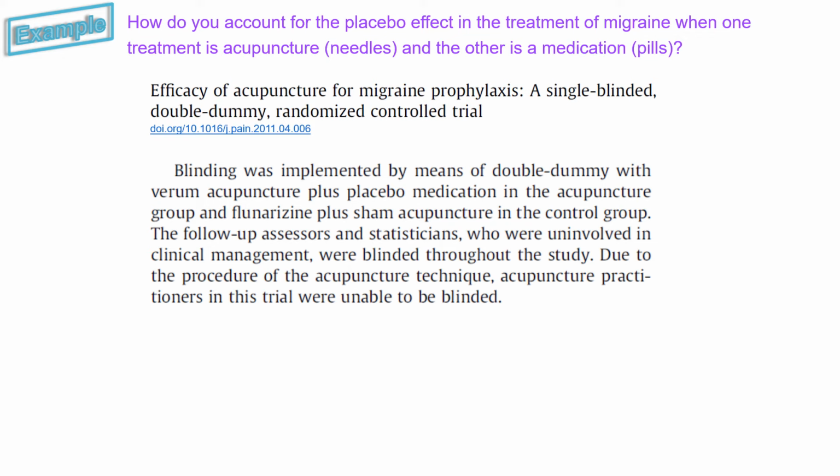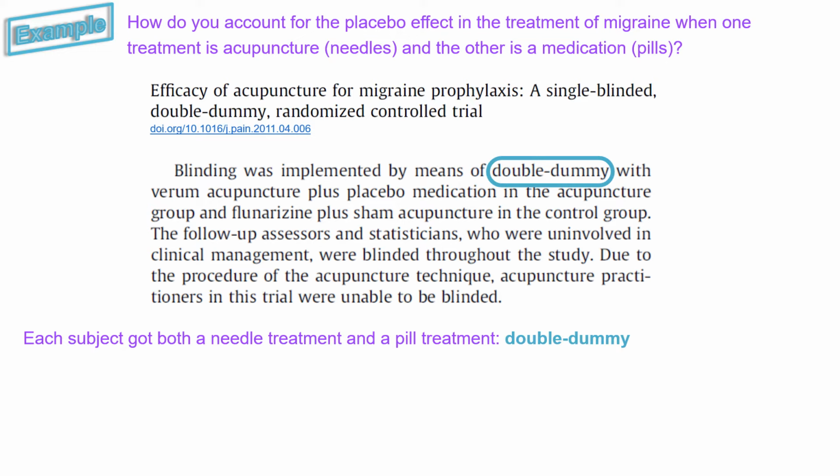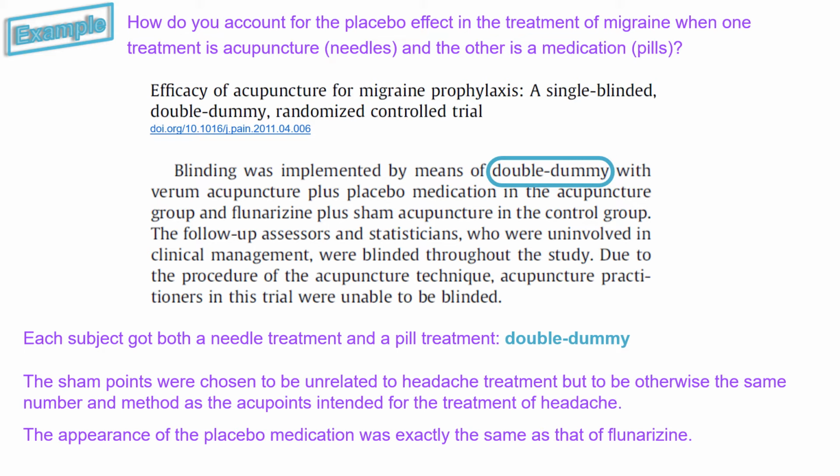Now, some comparisons can be a little bit tricky. Imagine, for instance, like this study, that you want to compare the effect of a medication taken in the form of a pill with an acupuncture treatment that requires placing needles in the skin. You can create a double dummy. Everybody took some pill and received some form of acupuncture. It was either the real pill with the fake acupuncture or the fake pill with the real acupuncture.